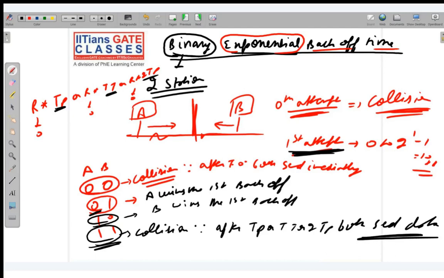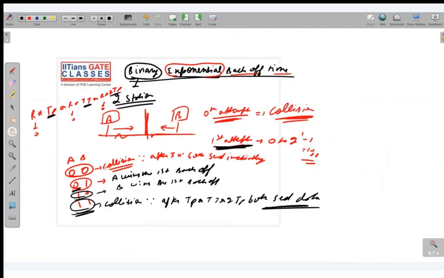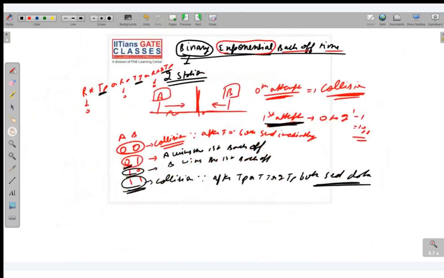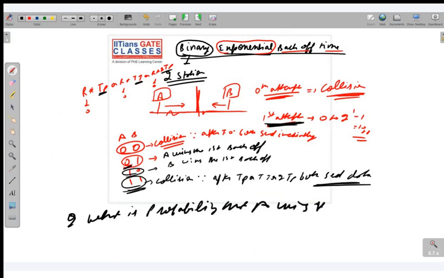Now they will ask what is the probability that A wins the first back off. What will you say? 1/4. So simple, because total outcomes are 4, and from 4 there is only one favorable choice.